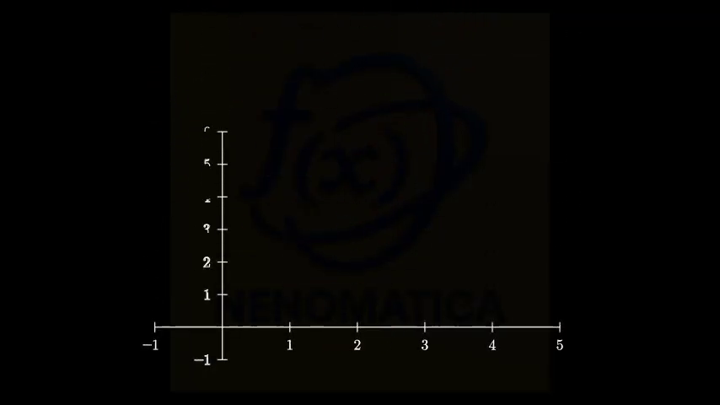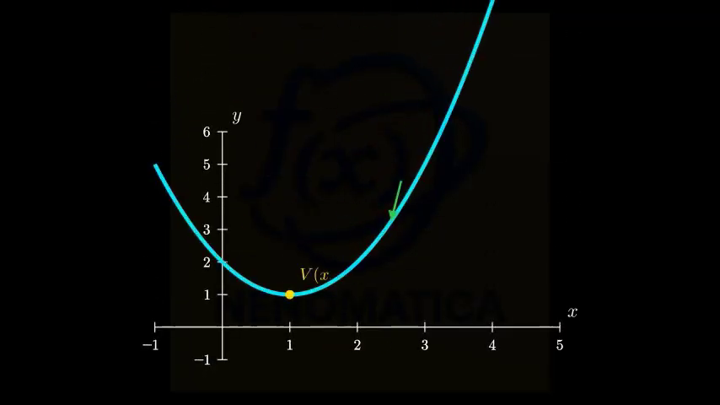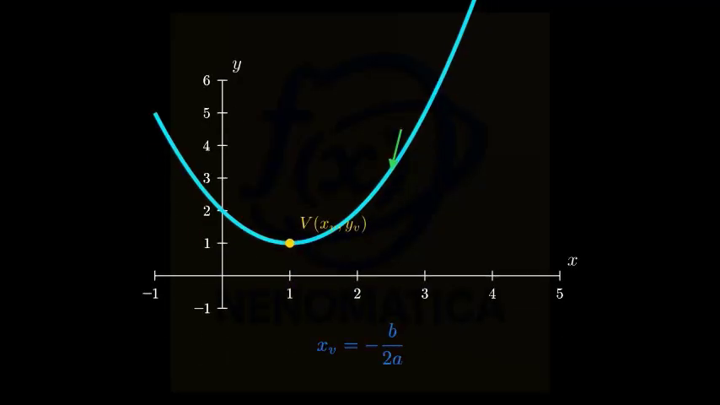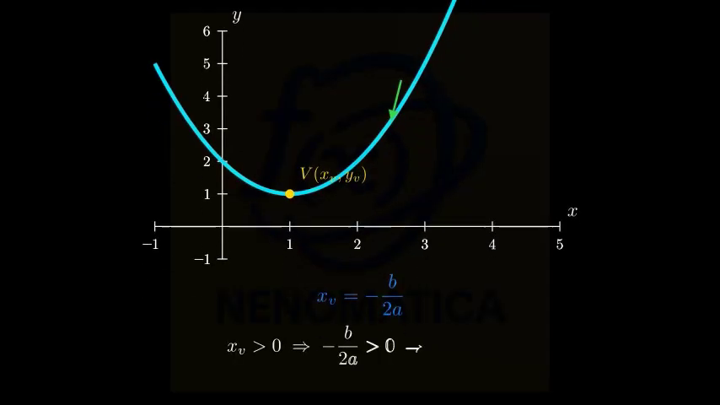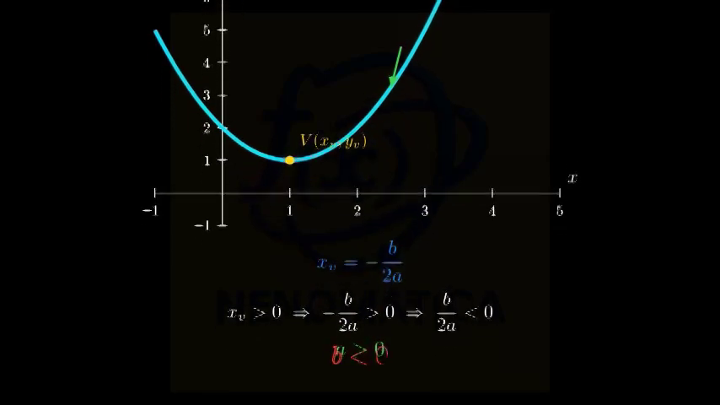Step 2. The sign of B. The vertex of the parabola is in the first quadrant, so its x-coordinate is positive. The x-coordinate of the vertex is given by x sub v equals -b over 2a. Because x sub v is greater than 0, we have -b over 2a greater than 0, which means b over 2a is less than 0. Since a is positive, b must be negative.